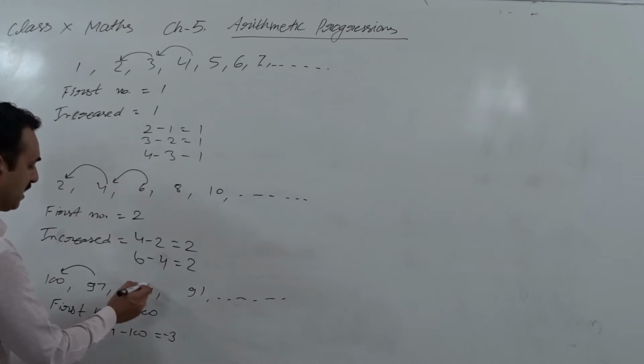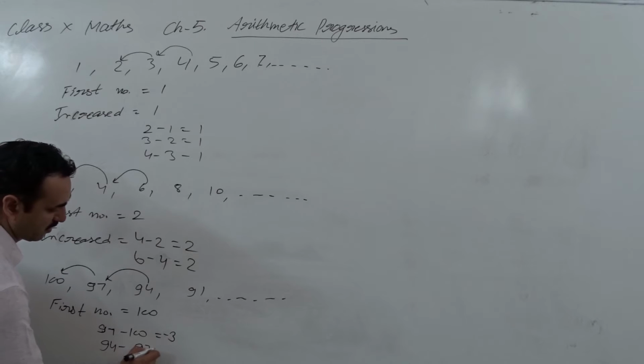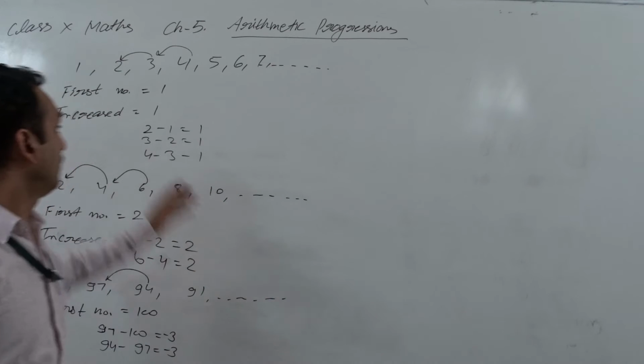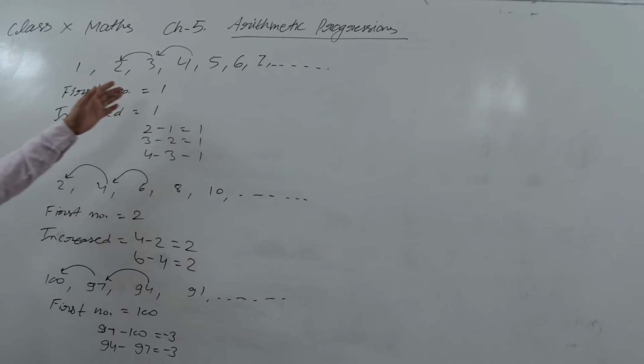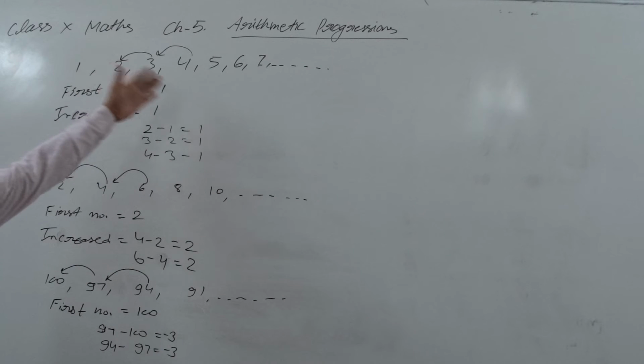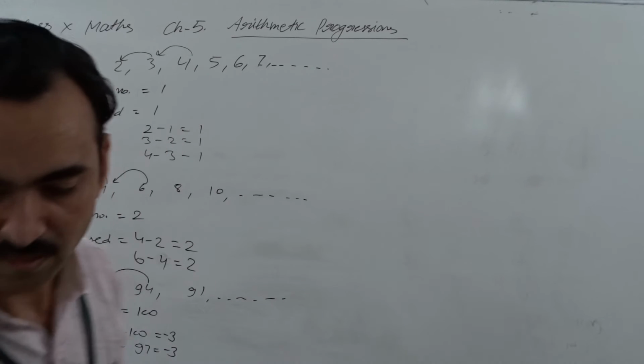So you can see here 94 minus 97 is equal to minus 3. So this type of series of numbers, in which the next number is a fixed difference more than or less than the previous one, may be in increasing order or decreasing order. This type of series of numbers is known as arithmetic progression.